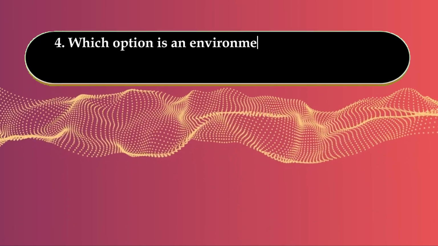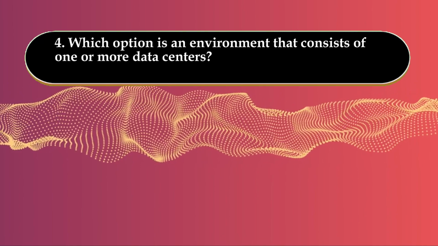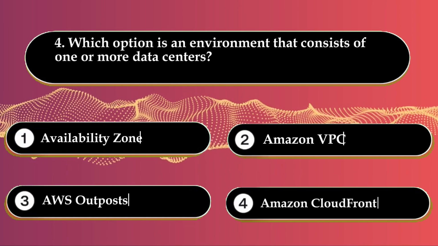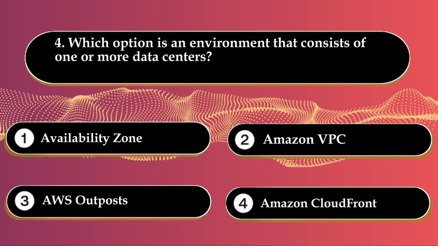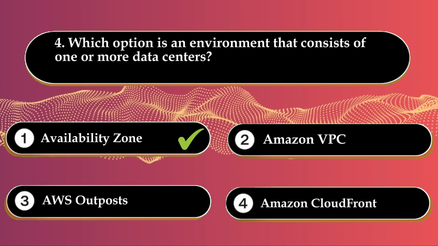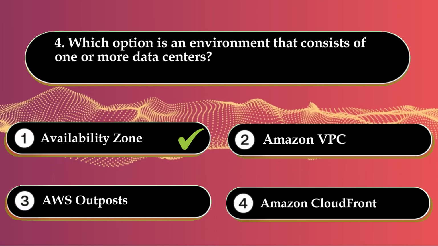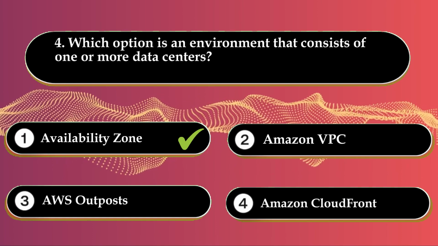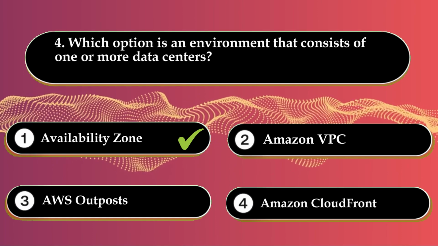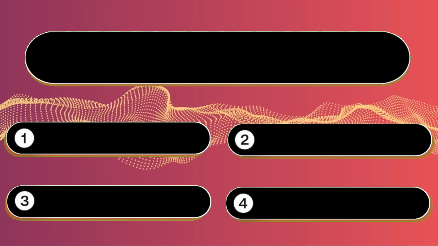4. Which option is an environment that consists of one or more data centers? An Availability Zone, AZ, is an isolated location within an AWS Region that consists of one or more data centers. Each Availability Zone is engineered to be isolated from failures in other zones, and multiple AZs in a region are connected with low-latency links.